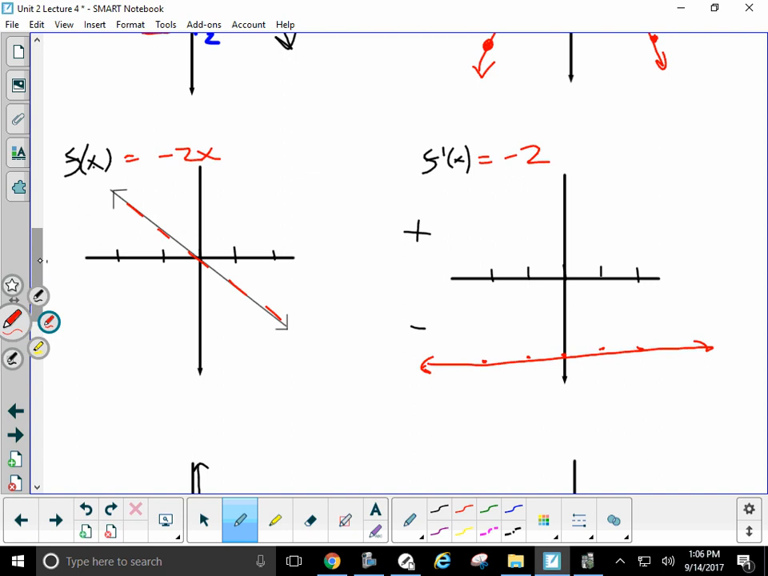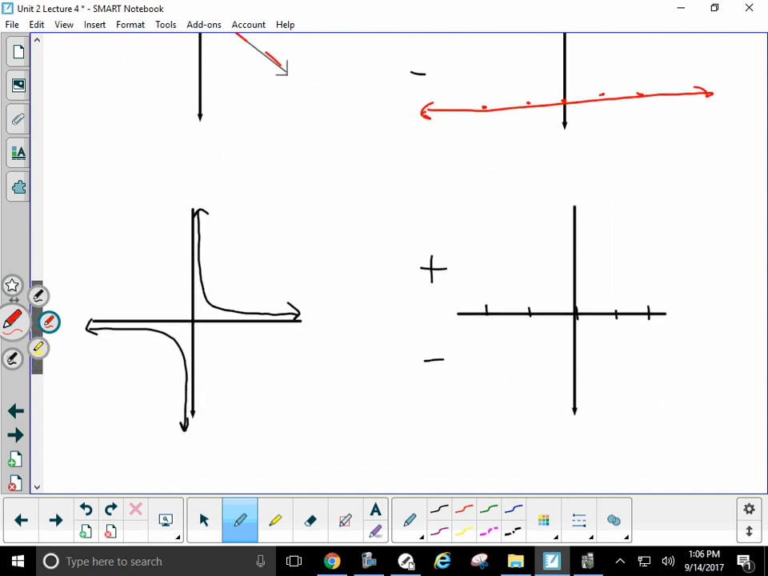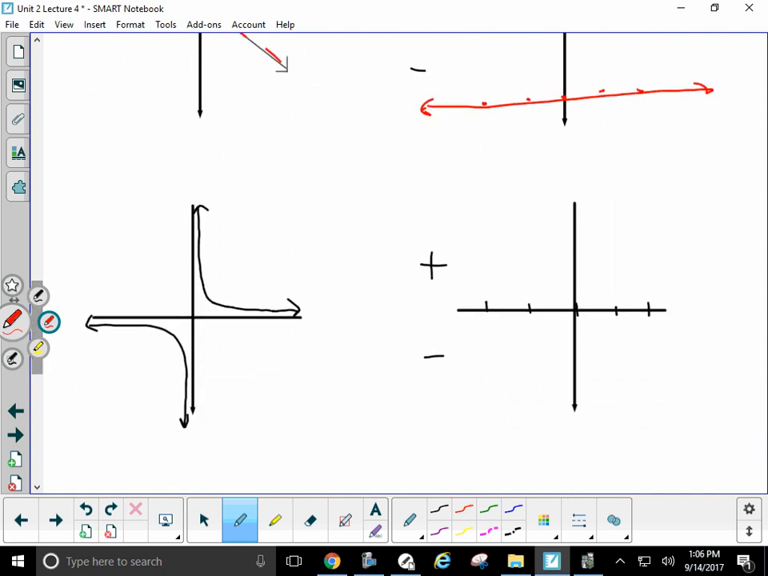Okay? Now, let's look at this one. If you already have heard about derivatives and potential rules, keep your mouth shut until we get to next unit, okay? I'm just going to say that right now, okay?